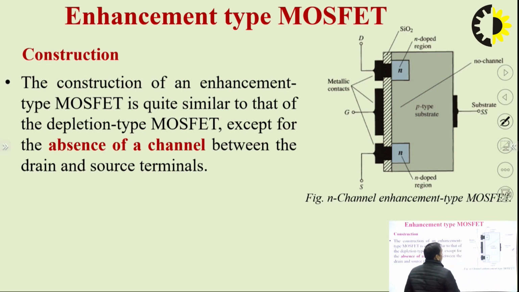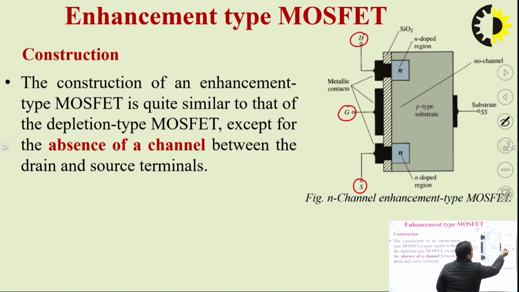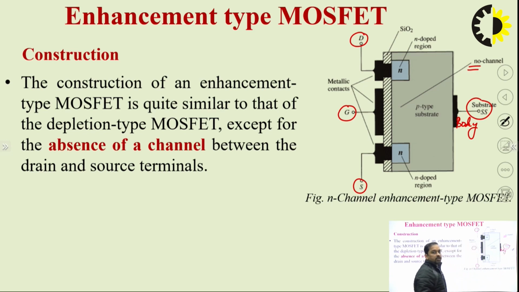So we can say that the enhancement type MOSFET is a 4-terminal device: gate, source, drain and substrate or body. Also, here the channel is absent, means no channel was there during the construction part. We have the SiO2 layer. Again, the aim remains the same, that it acts as an insulator between the gate terminal and channel, or we can say gate and the substrate or body. With the help of metallic contact, we can define the terminals: drain, gate, source, and this side we have body or substrate.